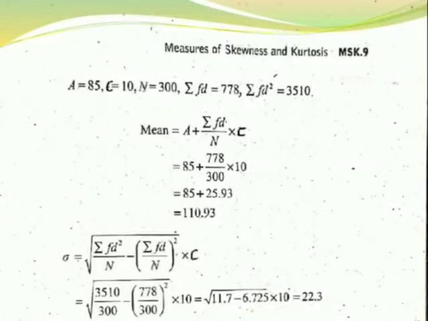Next, you have to find the value of standard deviation. Our standard deviation formula for continuous data is root of summation FD square by N minus summation FD by N the whole square, into C. Here summation FD square is 3510 divided by 300, minus summation FD, 778 divided by 300, squared, into class interval 10. First we take the square root of the terms. You will get root of 11.7 minus 6.725, into 10. If you solve this, you will get 22.3, which is your standard deviation value.